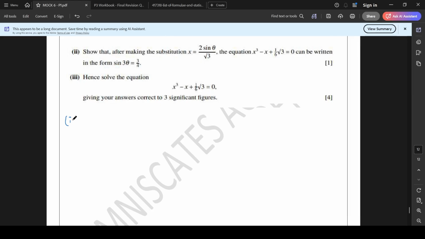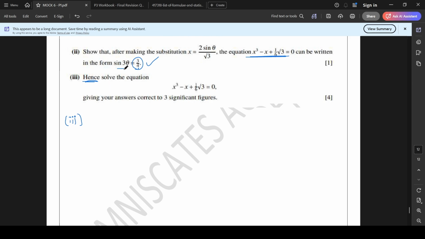So in part 3, we are supposed to solve this cubic equation. Now a cubic equation can have three different roots. There could be two complex and one real, or all three real roots. So in that case, what can I do over here? I know that sine 3 theta equal to 3 by 4 is nothing but this equation only. So I can utilize this information because the question is using the word hence. So I need to utilize answers from the previous part.